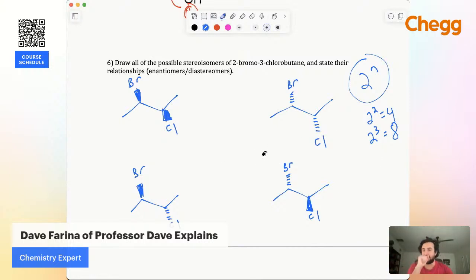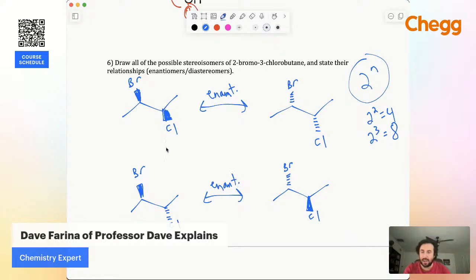What are their relationships? So we want to talk about enantiomers. Enantiomers are mirror images of one another, but another way of thinking about them is that if you take a molecule and you invert every one of its chiral centers, you get its enantiomer. So these are enantiomers. These are both on wedges, now they're both on dashes. We have inverted each stereocenter. So these are enantiomers. Likewise here, these are enantiomers.